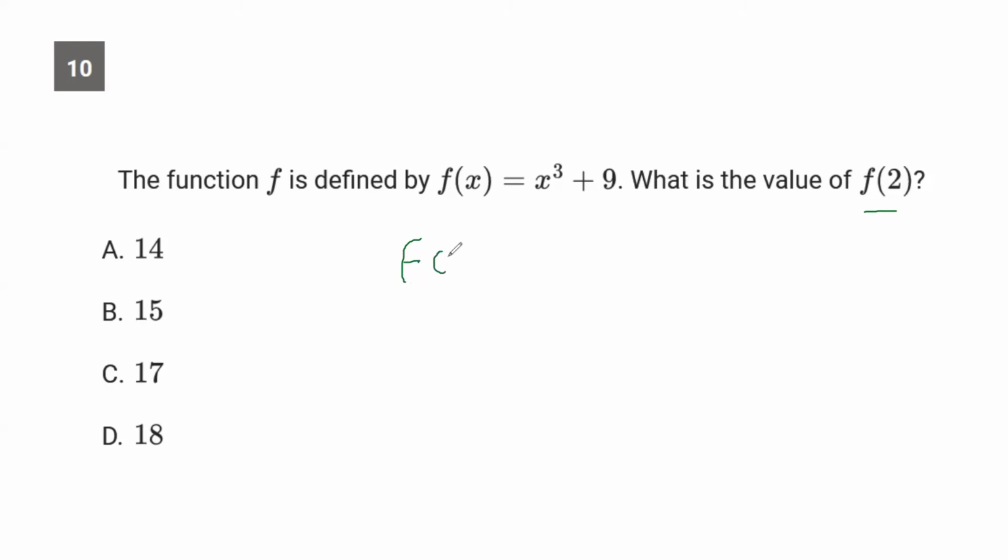Technical difficulties there. f of 2 equals, and now mental difficulties, 2 cubed plus 9. 2 cubed is 8 plus 9 equals 17. Okay, I'm loving that. Perfect. And now let's go to 11.